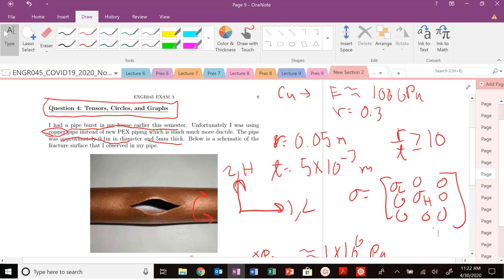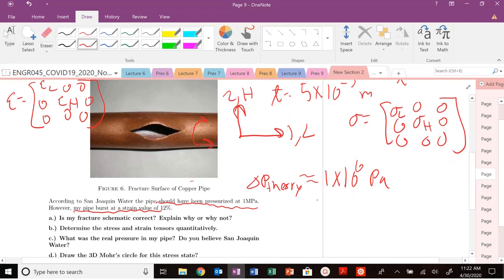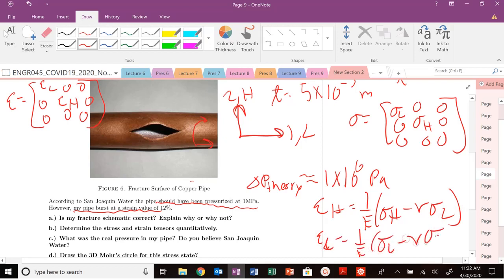And I know also that my strain tensor will be strain in L, strain in hoop, and 0 for everything else. And I also know that my sigma hoop is equal to delta P R over T. My sigma L is going to be half of that. And I could even go a step further and write out that my hoop strain is going to be equal to 1 over E times sigma hoop minus nu times sigma L. And the longitudinal strain is going to be 1 over E times sigma L minus nu times sigma hoop.